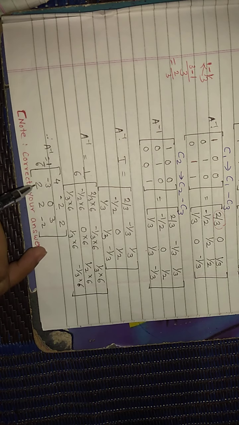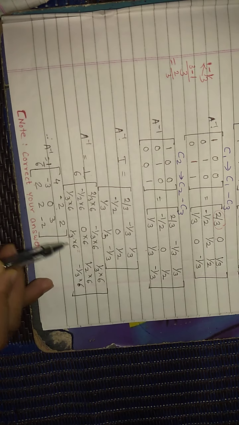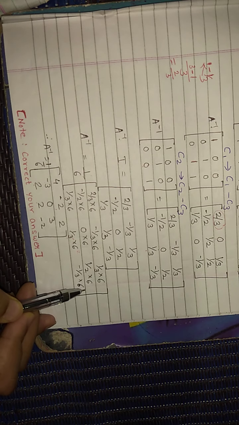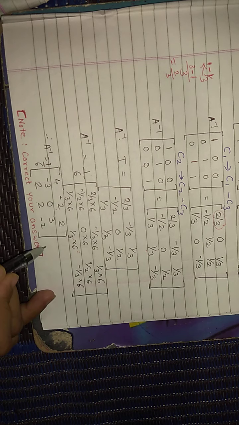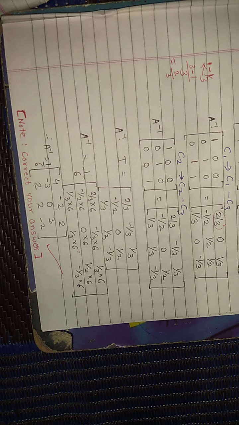3 1s are 3, 2 2s are 2, into minus 1, minus 2. So this is your actual answer. But in the textbook, at the back side they have given the wrong answer. So correct your answer.